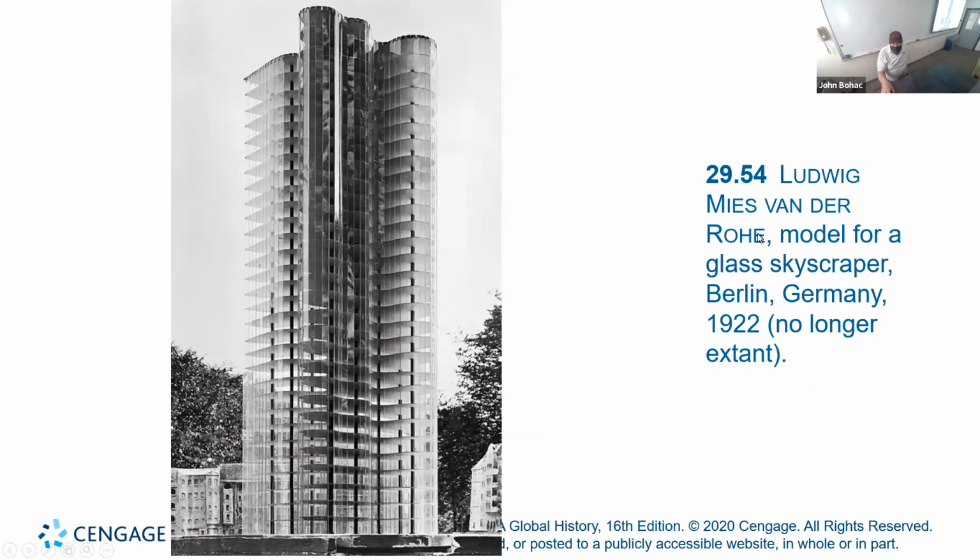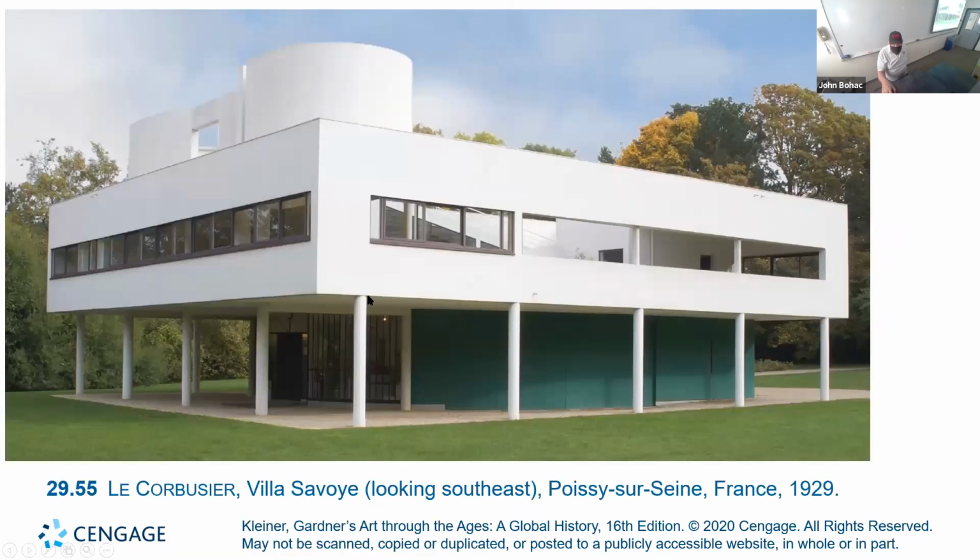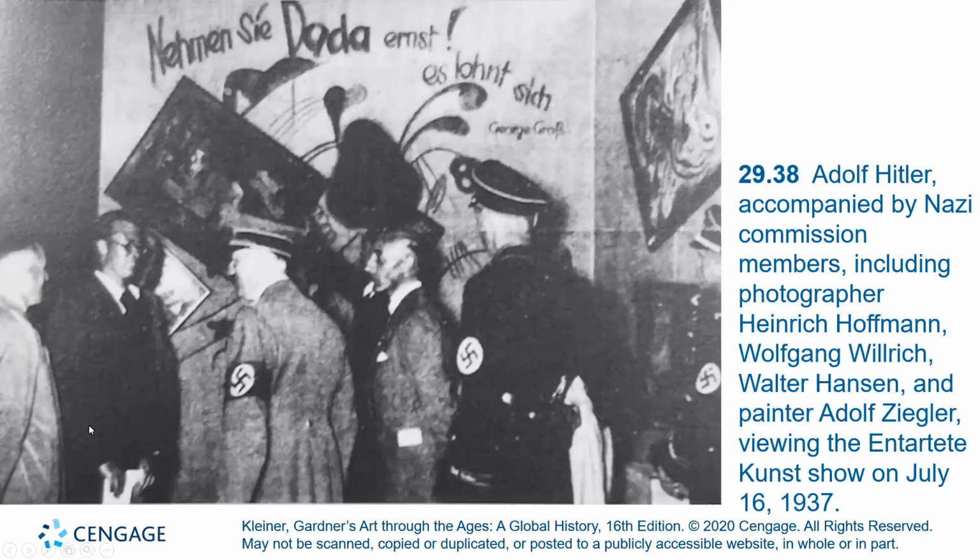And Mies van der Rohe, model for a glass skyscraper. And a lot of these people that I just showed you, including Le Corbusier, modernist architecture, design, clothing, painting, sculpture, clothes, shoes, everything. Bauhaus inspired. And much of what we have today came out of that school.